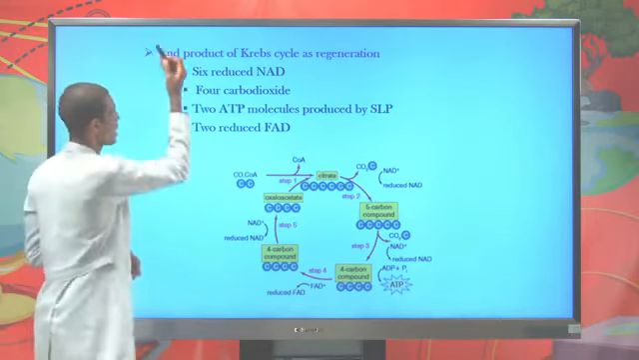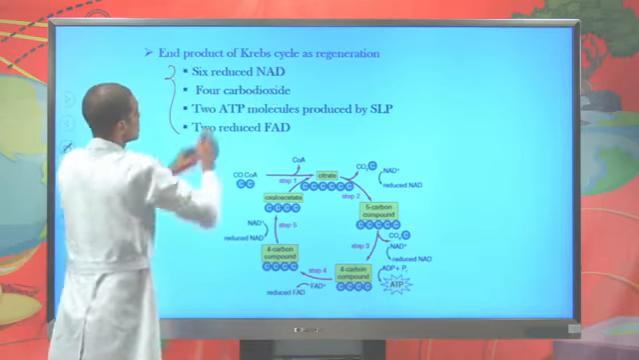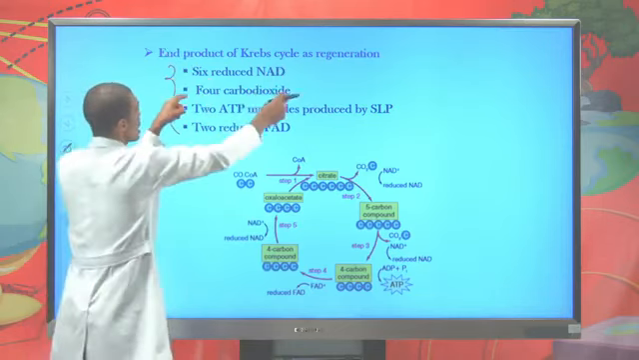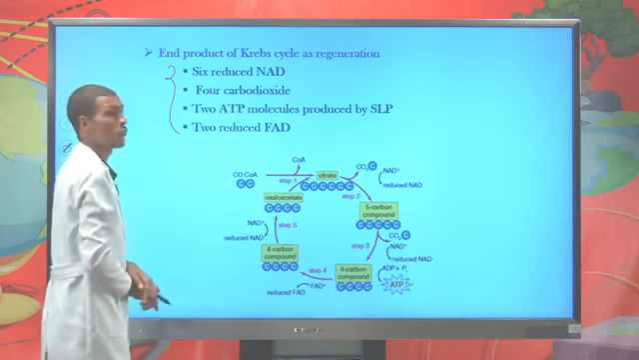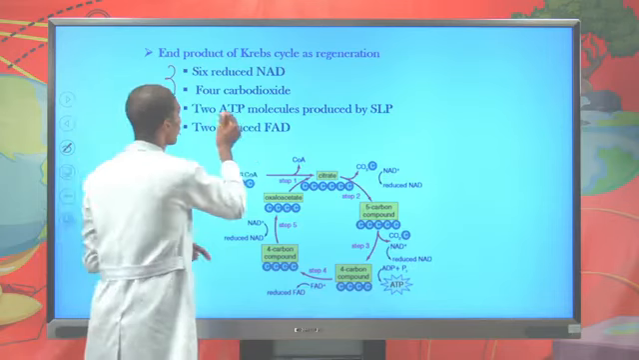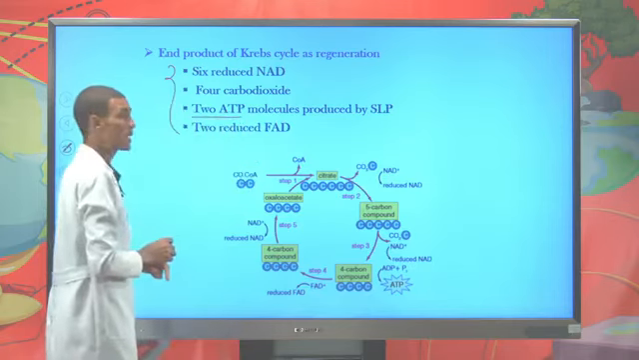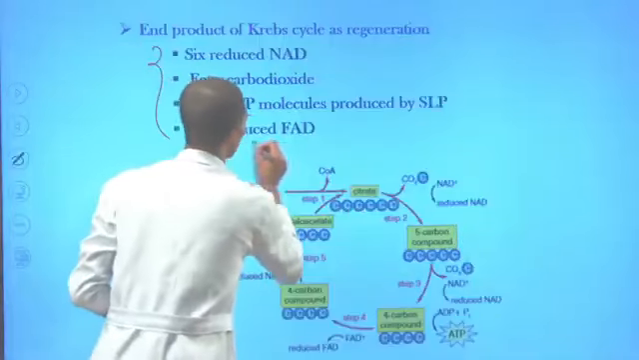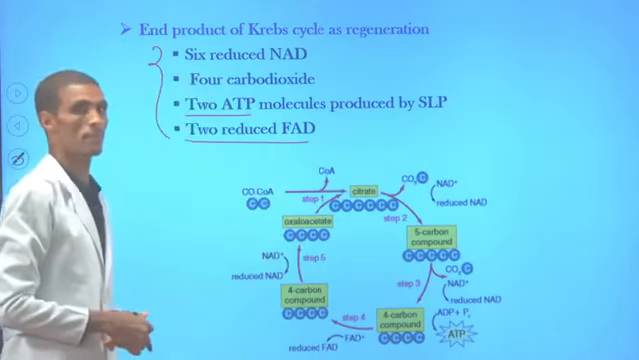So generally, in Krebs cycle, we end up with 6 reduced NAD. We end up with decarboxylation of 4 carbon dioxide, and we end up with the production of 2 net ATP, and again with generation of 2 reduced FAD.